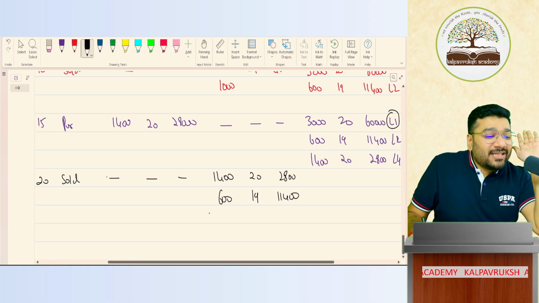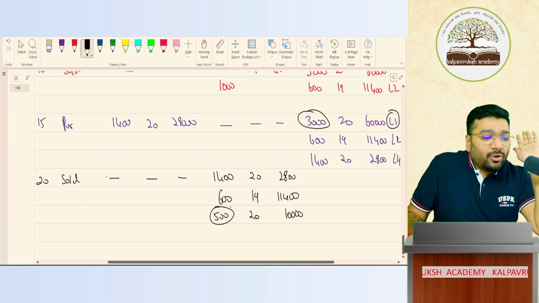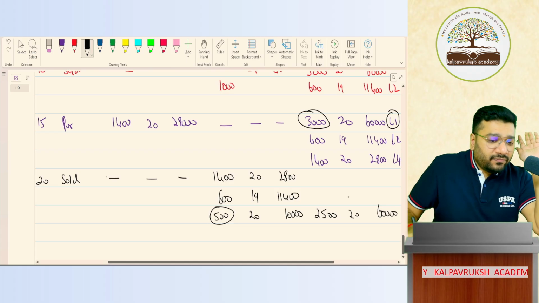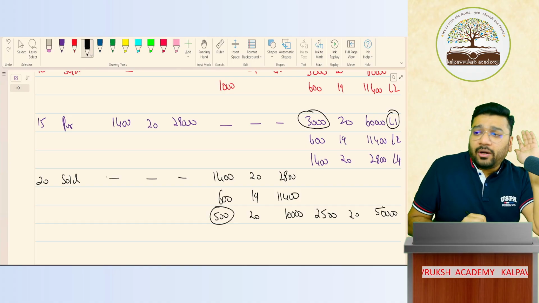So out of 3,000 kg, how much sold? 500 sold. Into 20, how much? 10,000. So out of 3,000 kg, 500 sold means what is the balance? 2,500 into 20, which is 50,000. Rest all lots are over.